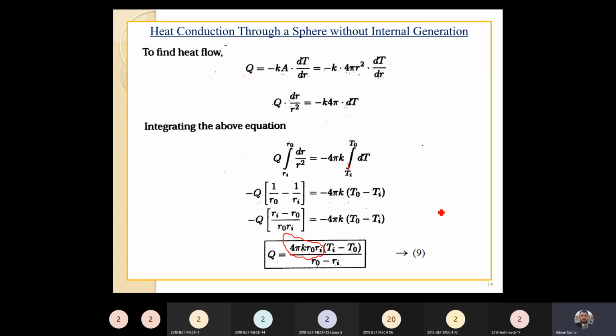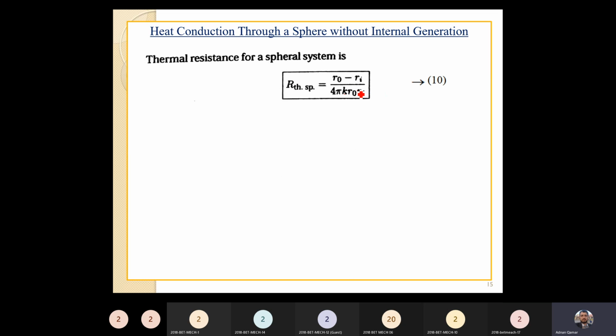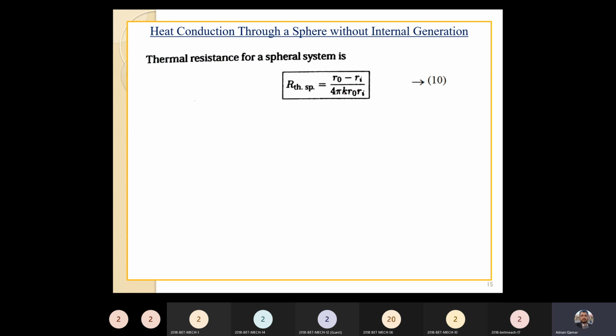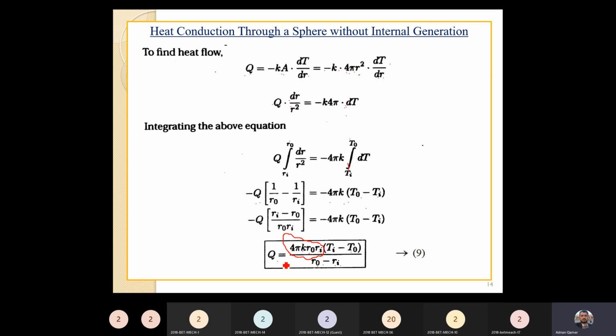Okay, this is a minus sign, so correct that one. So this is the thermal resistance basically. Okay, so if this is the equation for thermal resistance and this is the equation for heat conduction for a hollow sphere without internal generation.